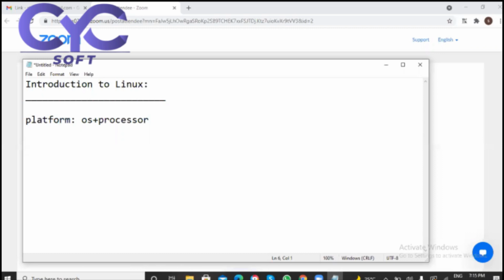Okay, I hope you got this: why we need Linux in the DevOps environment. Next point.